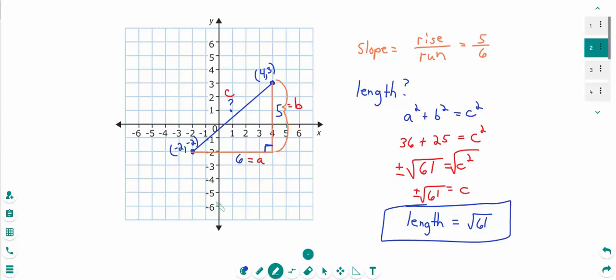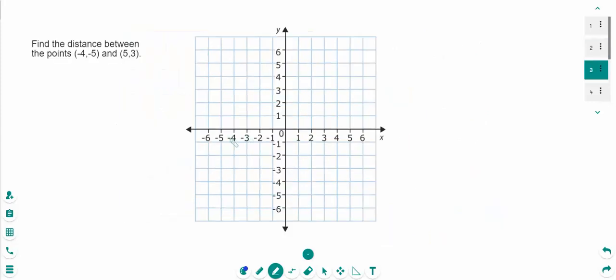All right? So let's try one here. Find the distance between the points -4, -5, and 5, 3. Why don't you go ahead and pause the video? I know maybe you don't have a piece of graph paper down in front of you, but if you can, try to rough it in.